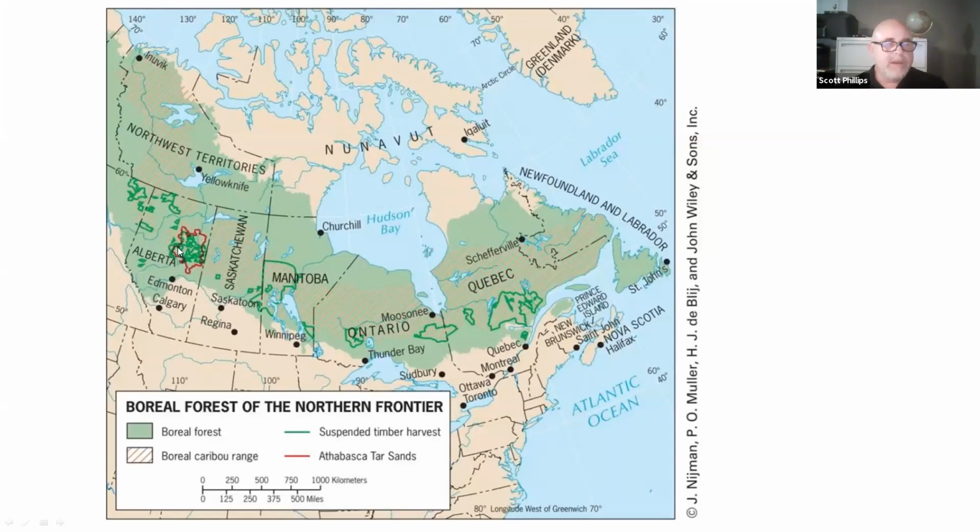And the big area of tar sands is actually also in the boreal forest. We talked about the big forest in Canada, and this is an area in Alberta, Canada. I'm going to blank on the name, and I'm not going to say it right. Tar sands in Alberta, Canada.